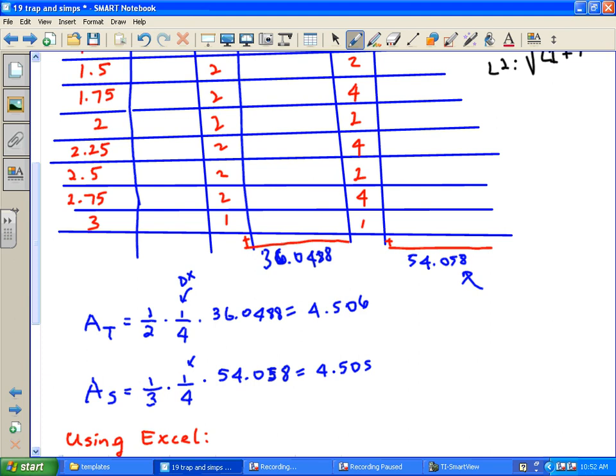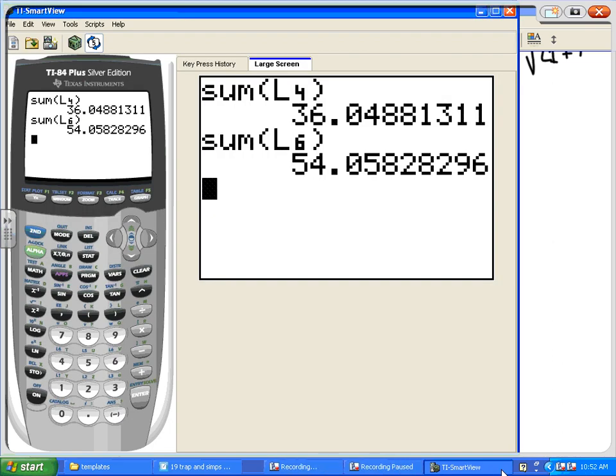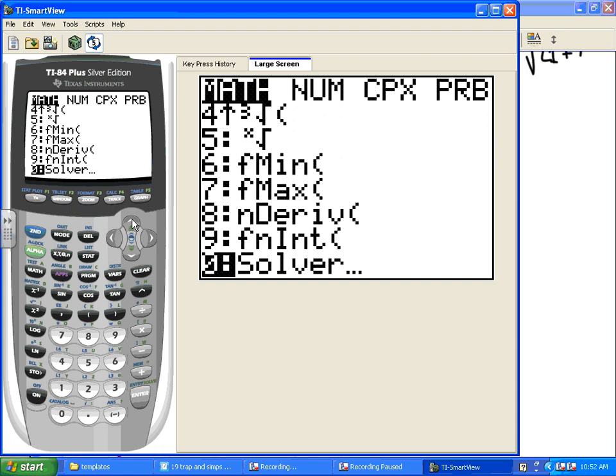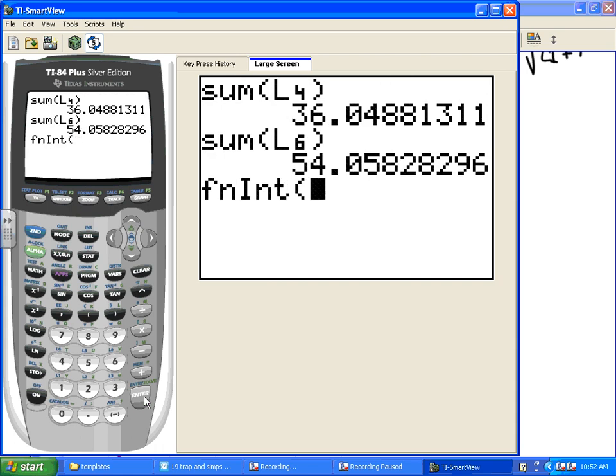Let's do function integration. What will our calculator give us for this integral? Let's go to FNINT to check our answer. So go to math, number 9, function integration. And we want to integrate, what was the original function? The square root of x squared plus 1, right? Okay, x squared plus 1. Close the parentheses for the square root, comma.